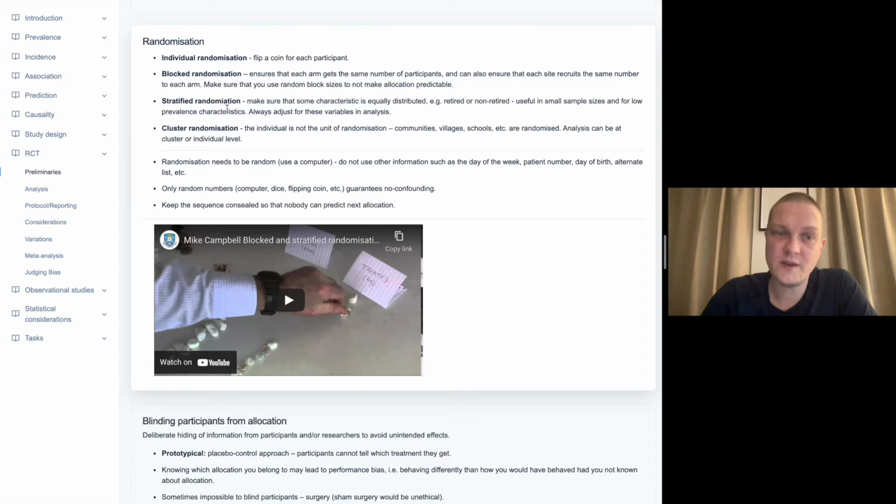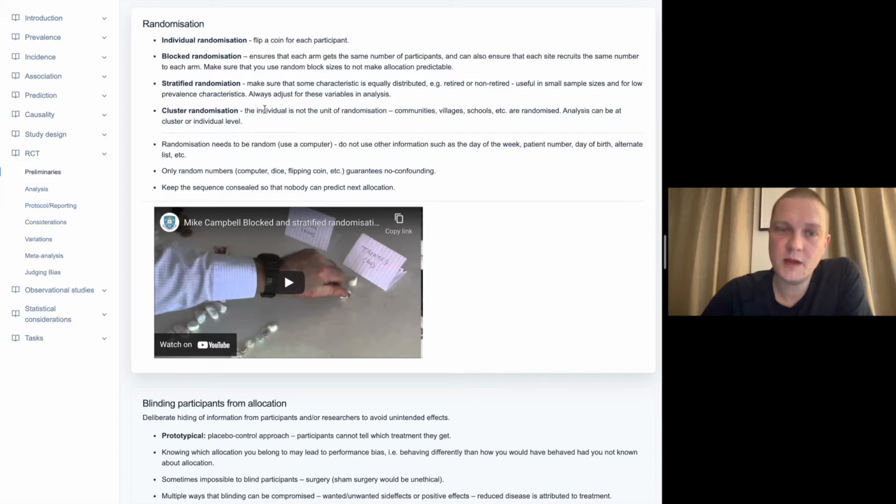You can use stratified randomization, which ensures that some characteristic is equally distributed. For instance, if you want to have retired and non-retired and make sure that that's balanced between groups, you can use stratified randomization. It's useful in small sample sizes and for low prevalence characteristics. Always, don't forget to adjust for these variables in analysis. They need to be adjusted for in your analysis if you use stratified randomization.